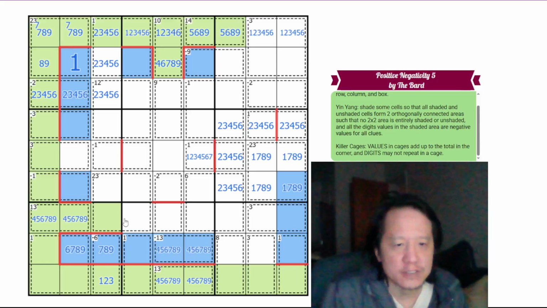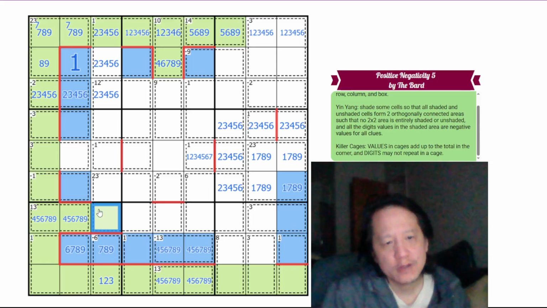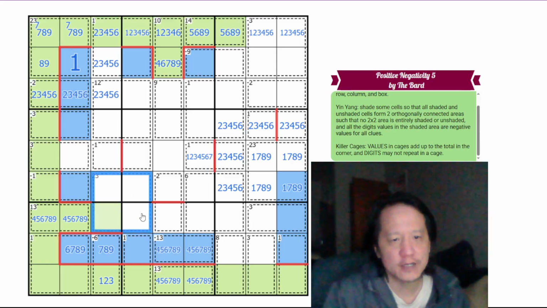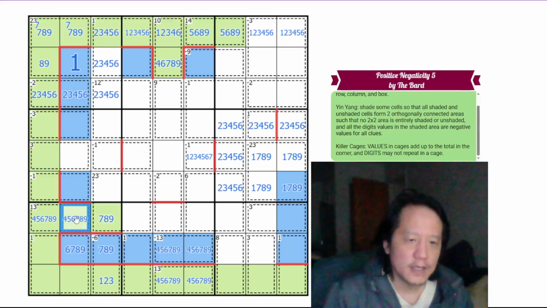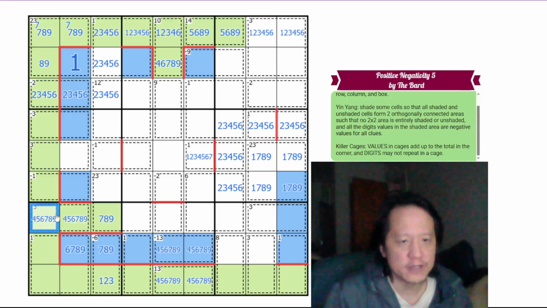This is positive, so it has to be 7, 8, or 9 here. Because 7, 8, and 9 adds up to 24, and then you subtract the 1, which gives you 23. So this is guaranteed 7, 8, 9. In this box, we have a 7, 8, 9 guaranteed here, right? 4, 9, 5, 8, 6, or 7 add up to 13. This is 7, 8, 9 to get the negative 6.